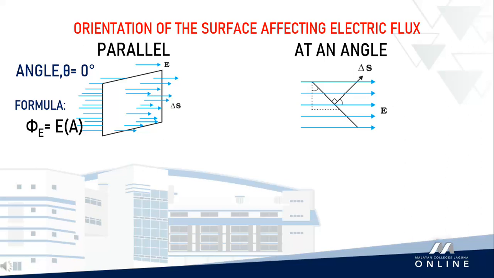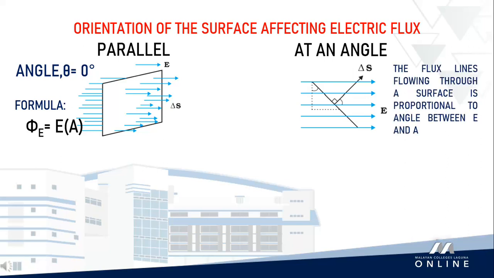On the other hand, when the electric field E passes through a tilted surface A at an orientation angle, as what you can see on your screen, then the flux traversing this surface will be proportional to the angle between E and A. Therefore, we calculate electric flux as E multiplied by A multiplied by cosine theta.